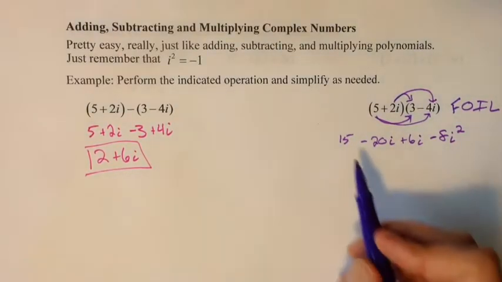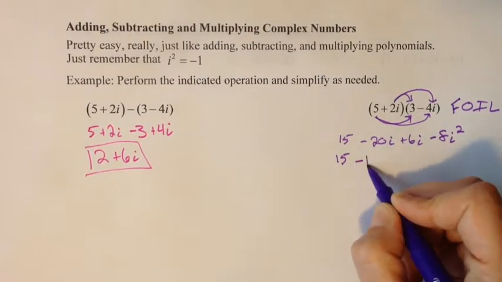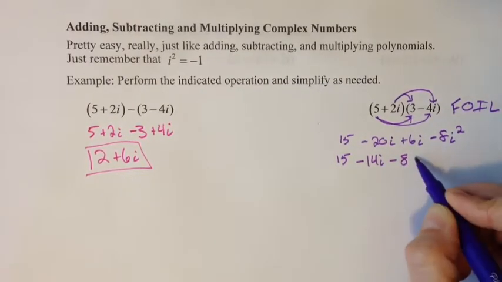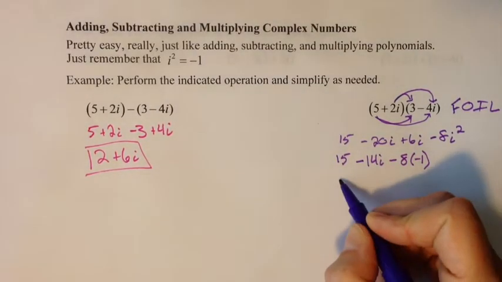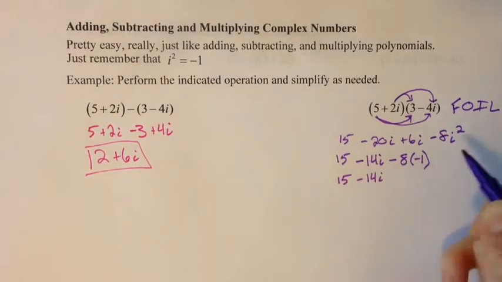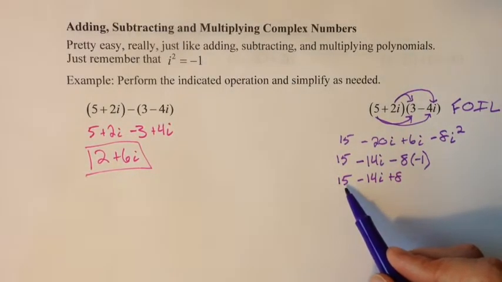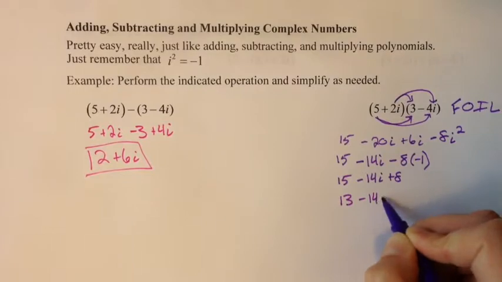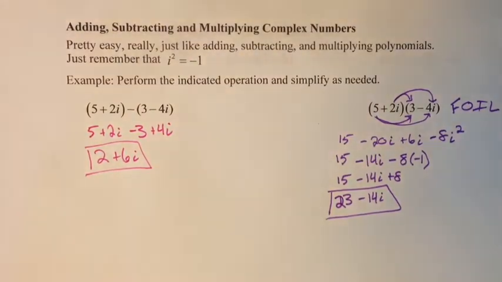Now I just need to simplify. I have a 15, I have a negative 20i plus 6i, which is negative 14i altogether. I have a negative 8i squared. Now remember that i squared is really a negative 1, so I can simplify this even a little bit further. Now I've got 15 minus 14i, negative 8 times negative 1 is plus 8. So finally I'm down to 15 minus 14i plus 8. That 15 and the 8 can be put together to be 13 minus 14i. And of course I meant 15 plus 8 would be 23 minus 14i.